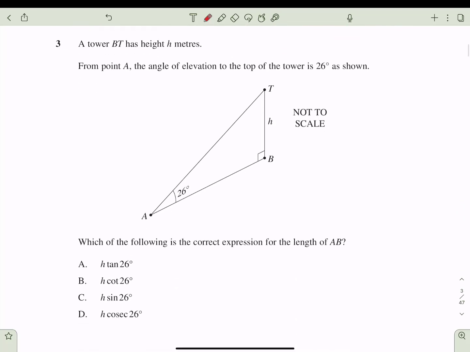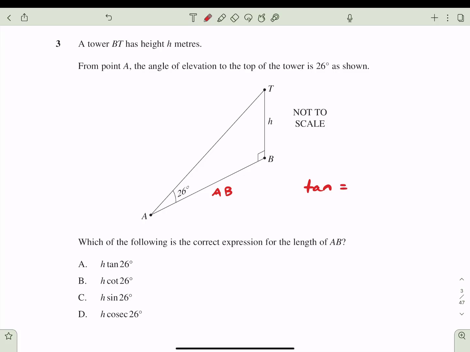Question 3. Which of the following is the correct expression for the length of AB? So the length of AB here refers to this length. And we now also know that there is an angle of elevation of 26 degrees on my diagram. Now, when we look at this angle, the side opposite to it is H, and the side adjacent to it is AB. What trig ratio should we think of? We should think of the trig ratio tangent.